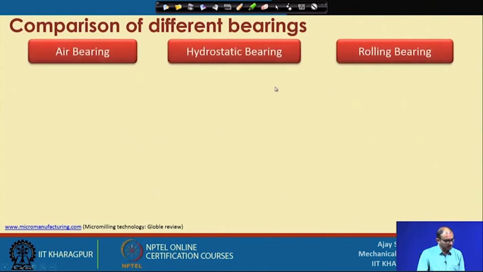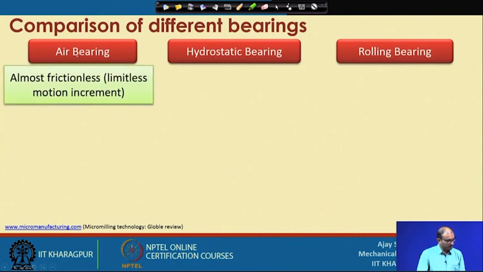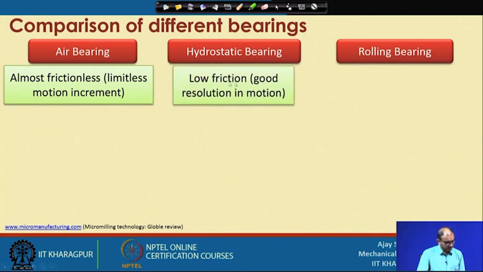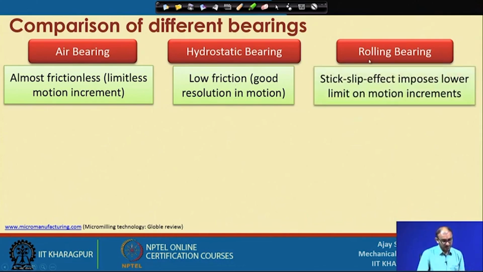Now, let us see the comparison between all three. Air bearing, hydrostatic bearing, which we have seen, and we have also seen the roller bearing. Here we have seen that it is almost frictionless and limitless motion increments are possible, because whatever the finest increment is possible by the encoder, you can give that motion. Here it is low friction, because we are still using liquid, and the liquid viscosity plays an important role. And here it is stick slip, because there is mechanical contact between the two surfaces and that creates a problem in getting frictionless surfaces.